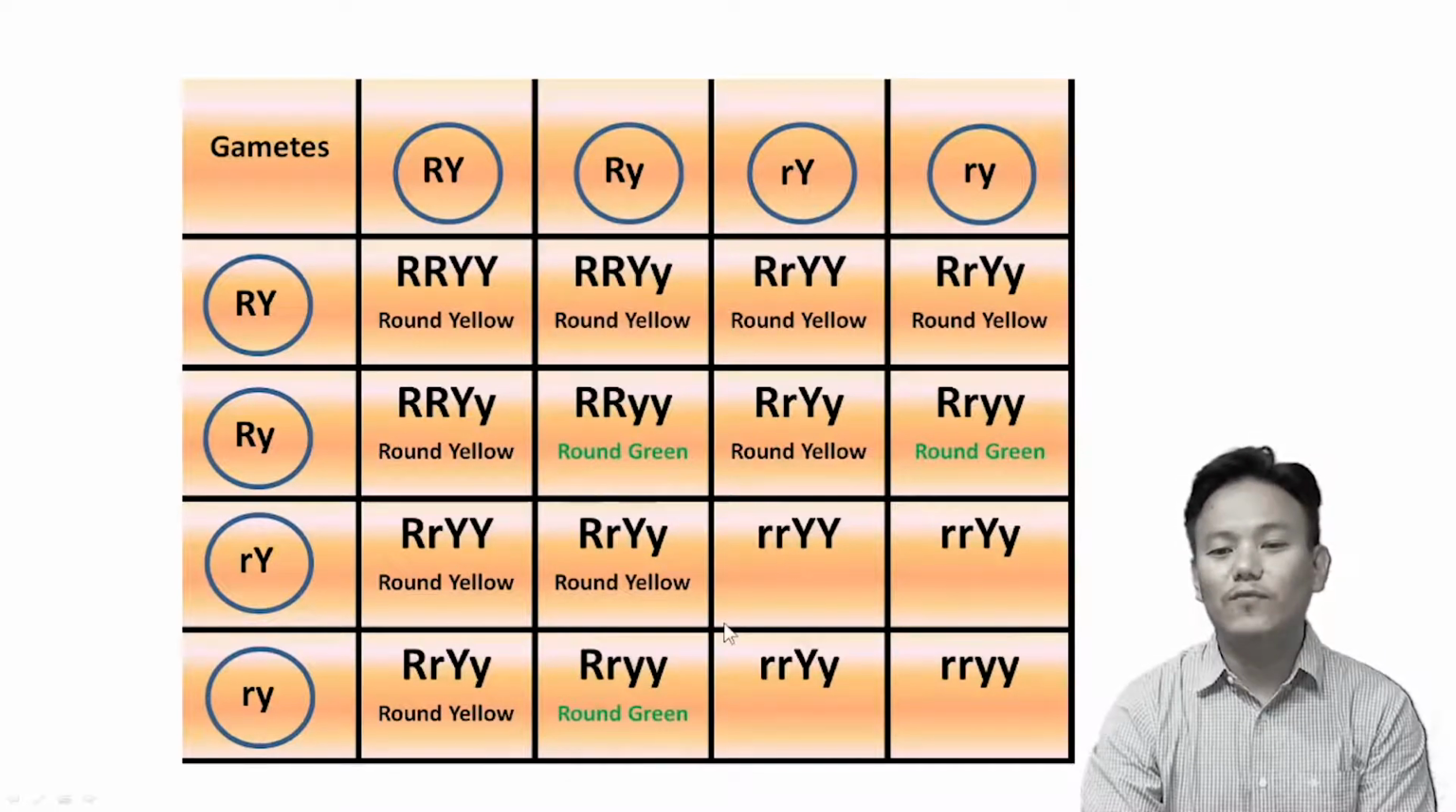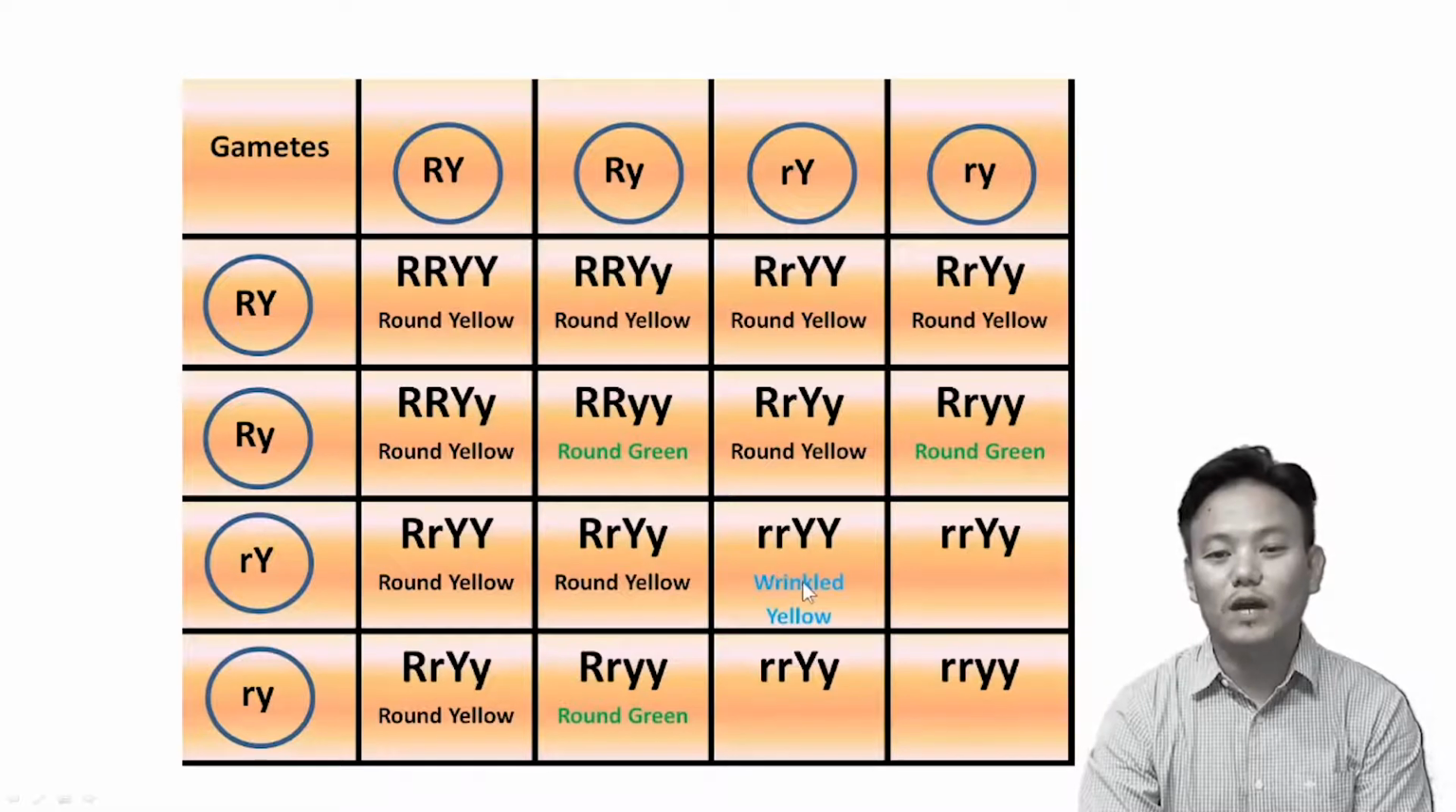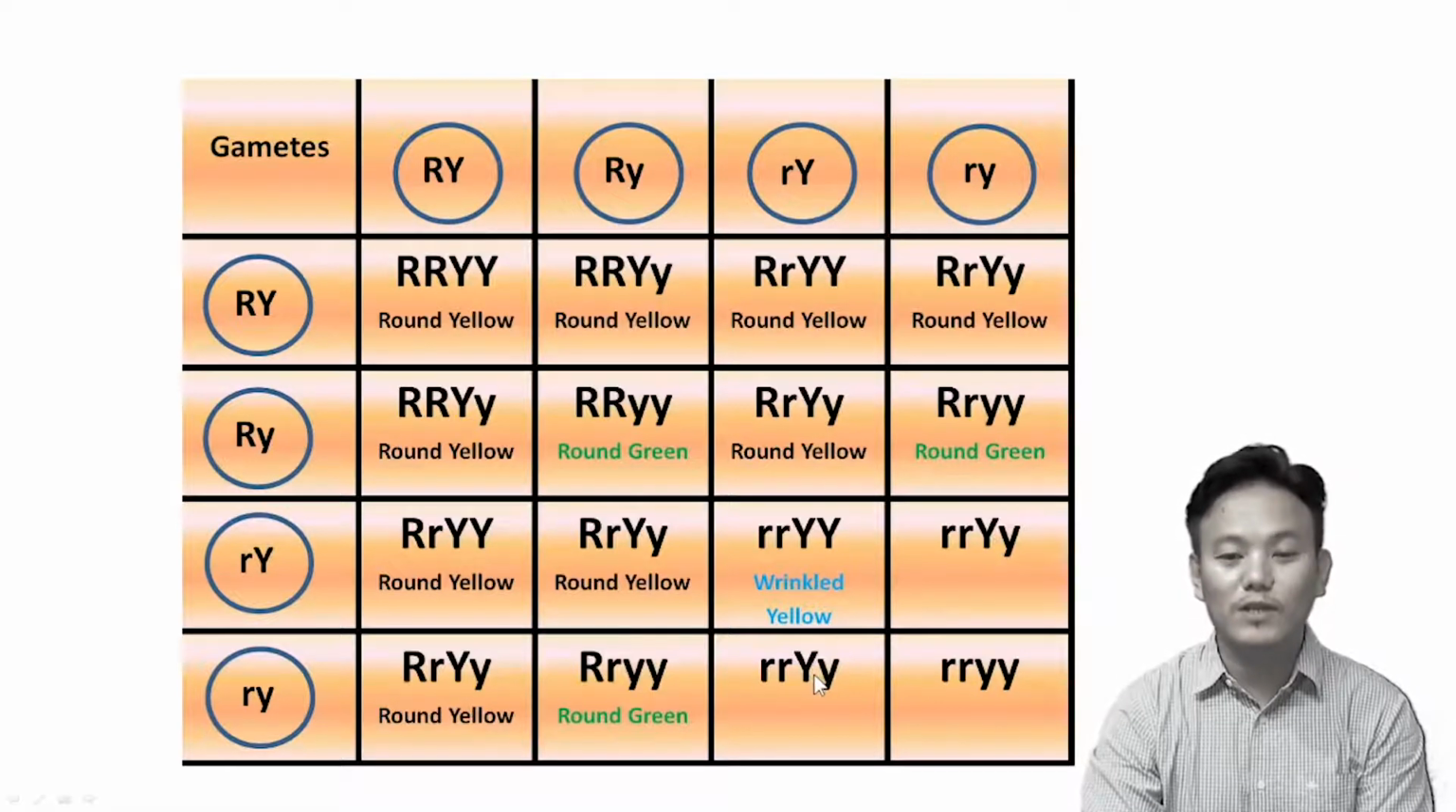What about the remaining 4 now? Let us look at this one. So this is having 2 recessive alleles for the seed shape. So the seed shape will be wrinkled. But it is having 2 capital Y's or 2 dominant alleles for the seed color. So the seed color will be yellow. So it will be wrinkled yellow. Okay, so this is also wrinkled yellow and this is also wrinkled yellow because this one is having capital Y, or this one is also having capital Y. So the seed color will be yellow, but the seed shape will be wrinkled.